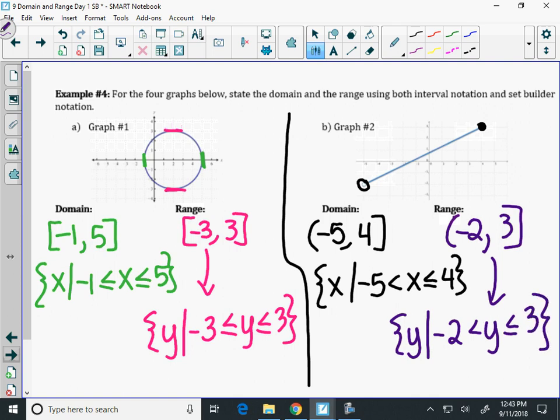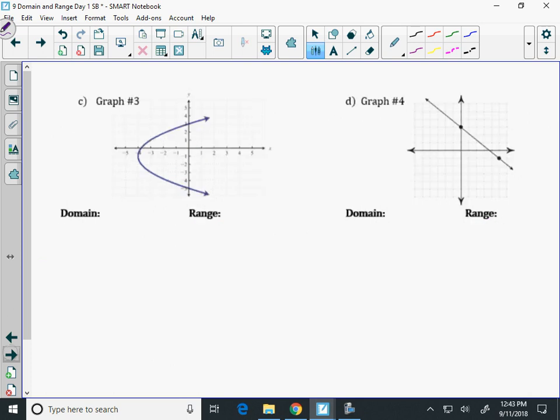Okay, make sure you use the right letter, the right symbol. You have your curly brackets and your such that part. Good? All right. Let's try the next one.